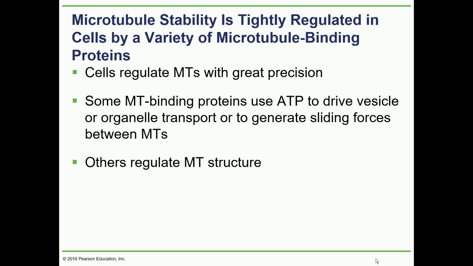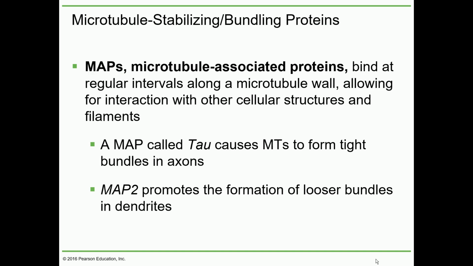Now we are going to talk about some of the microtubule binding proteins. Some of these are called tau proteins and MAP2 proteins, and you need to know their functions. MAP means microtubule associated protein. Tau causes microtubules to form tight bundles in the axons. MAP2 protein promotes the formation of looser bundles in the dendrites.